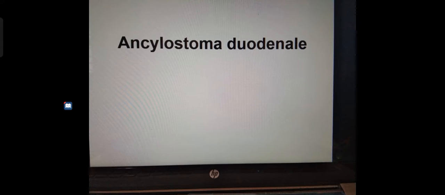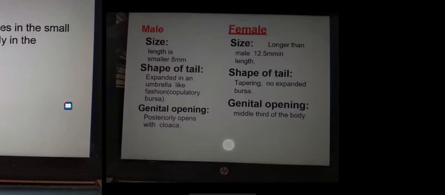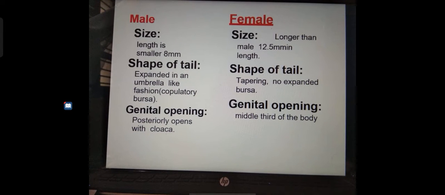From the name itself we can know that Ancylostoma duodenale produces infection in the duodenum and jejunum only. The habitat of this parasite is the small intestine of man, as we already discussed, and particularly the jejunum. In the small intestine it develops infection, and particularly in the jejunum it stays.